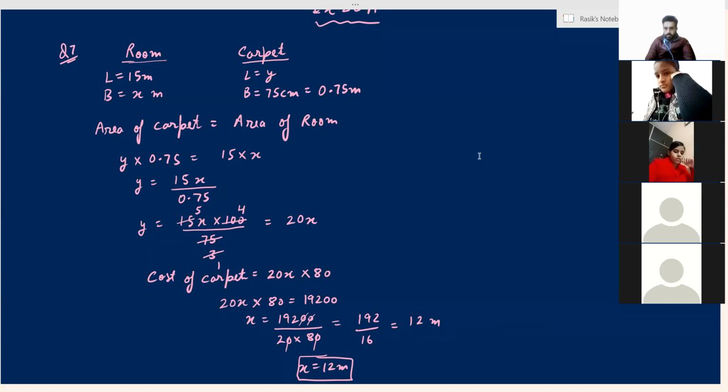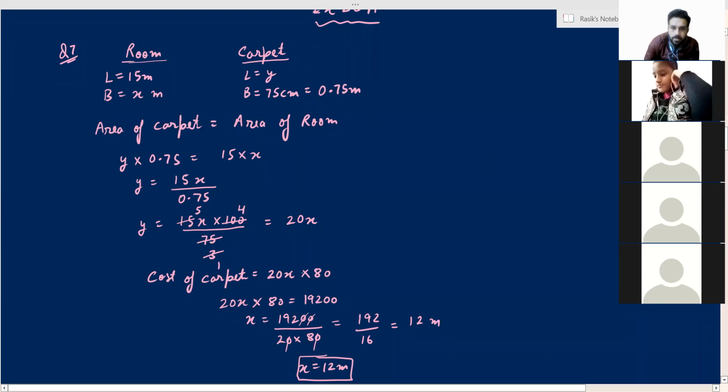Sir, below, for the cost of carpet, it's written 20x into 80 is equal to the cost of carpet. So, sir, why haven't we written x there? Which place, beta? 20x into 80 is equal to 19,200. In this step you are saying? Yes, sir, it is written 20x into 80. X is there.